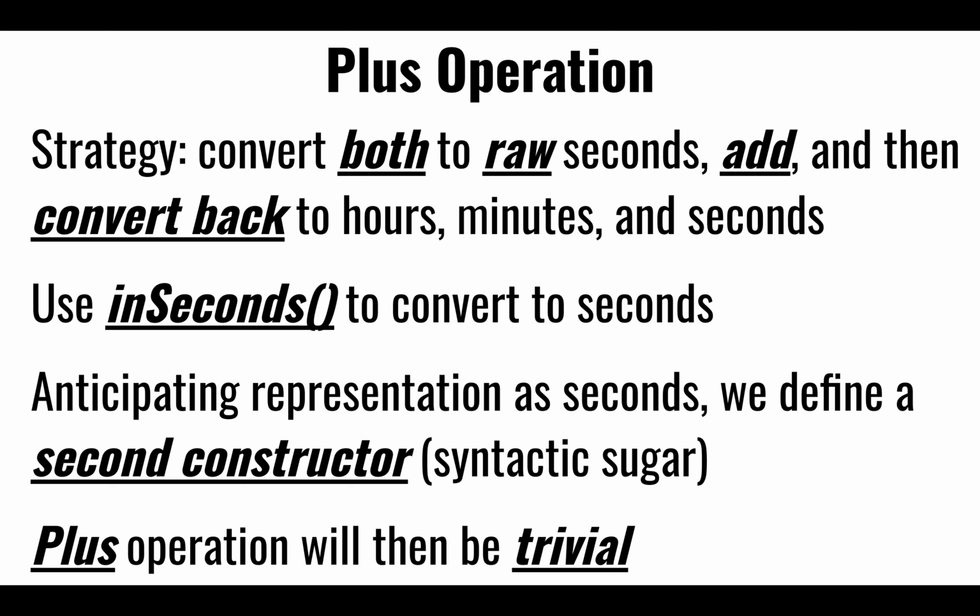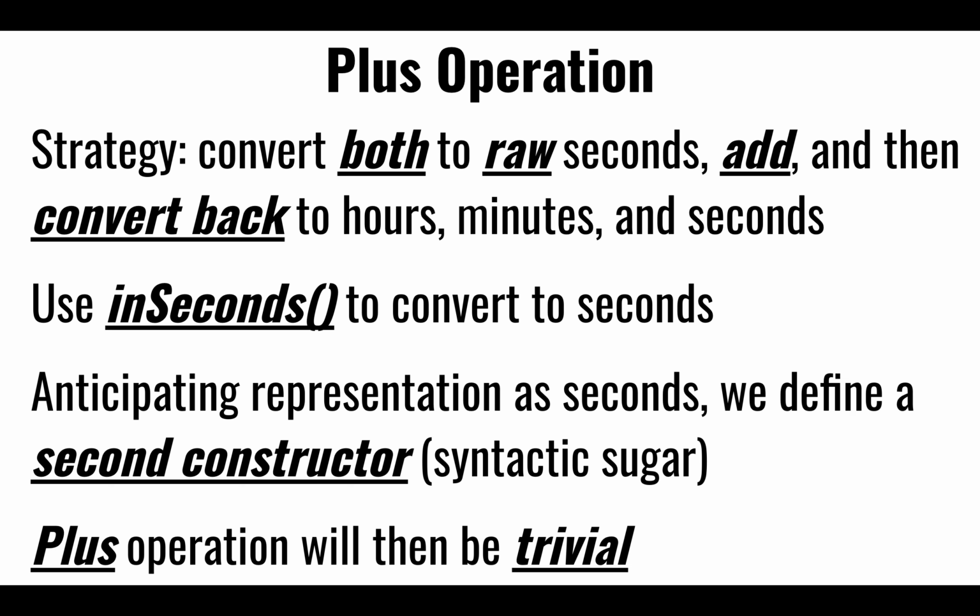You just add them up, and then reinstantiate the new duration in whatever format is being asked for, right? Whether it's a duration impl, or, as we'll see later on, a new implementation.